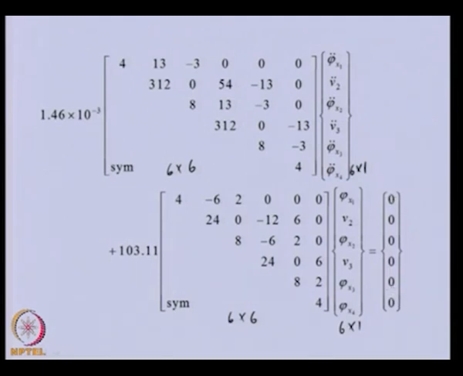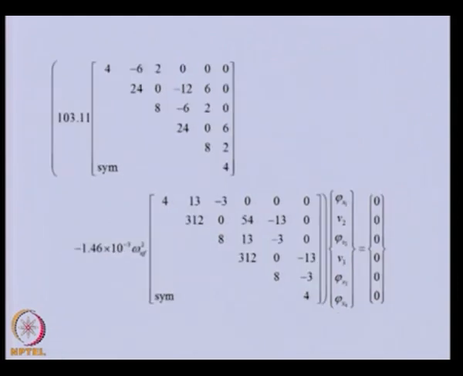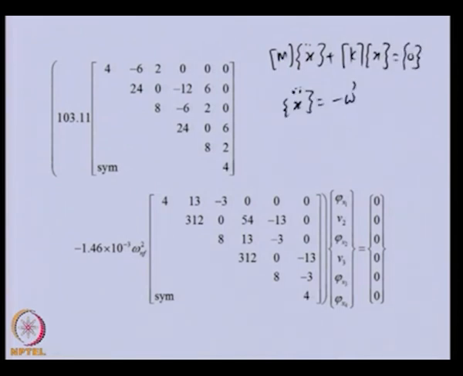Now you can see this particular equation for simple harmonic motion. We can write it like this. We have already seen this kind of conversion. For simple harmonic motion, x double dot can be written as this, where omega nf is the natural frequency of the system. If we substitute this here, we will get the form of the equation like this.